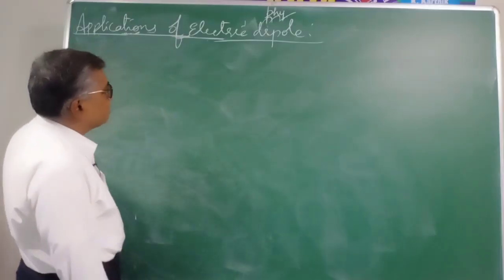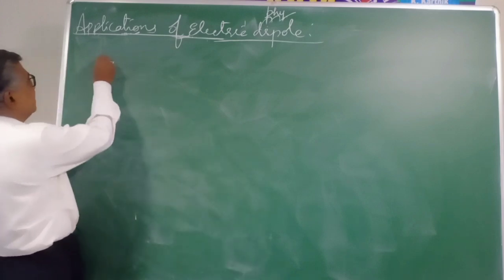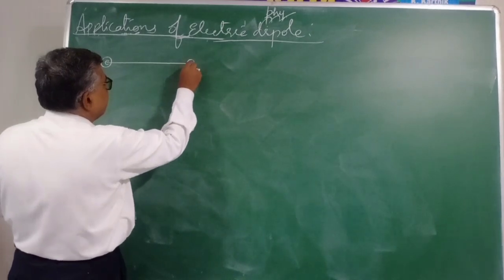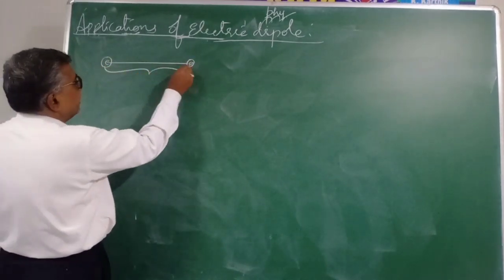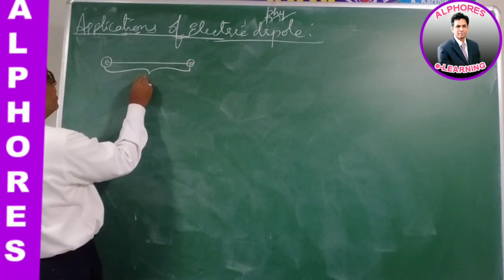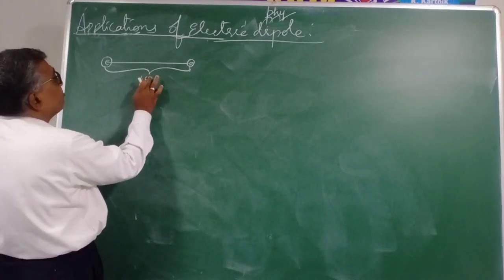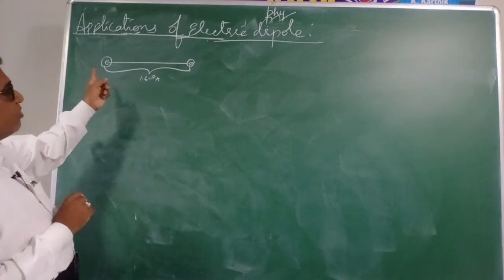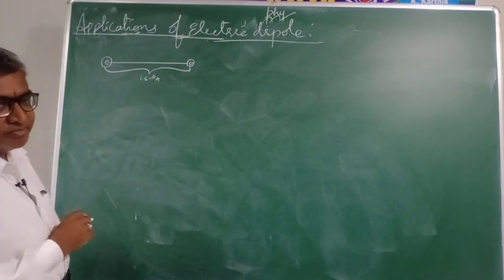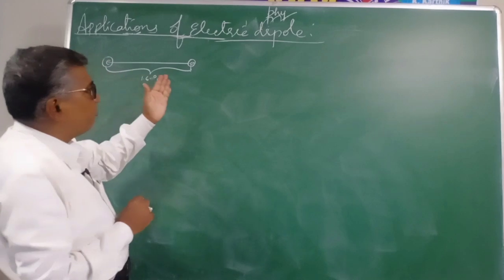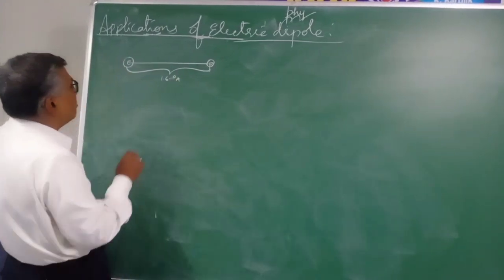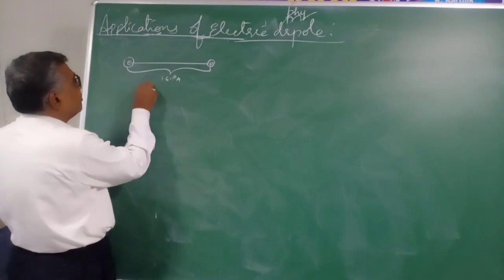And another simple question based on this dipole. Suppose an electron and a proton are separated by a distance, let's say 1.6 angstroms. Then what is the net dipole moment of the combination? An electron and a proton are separated by a distance of 1.6 angstrom. Then the resultant dipole moment is the dipole moment.